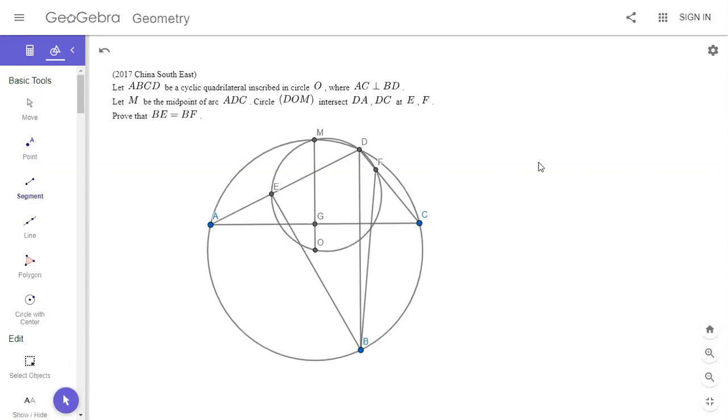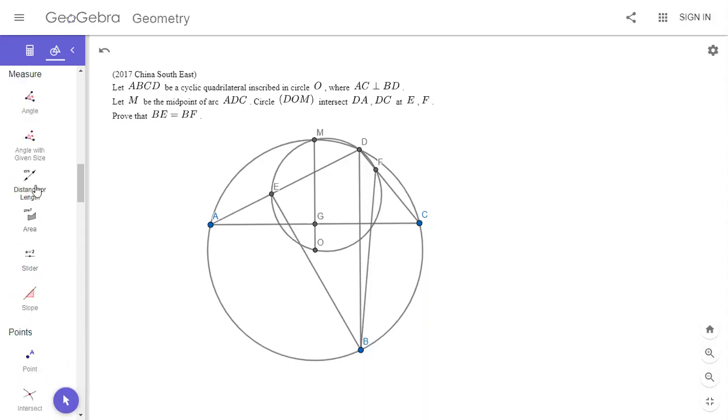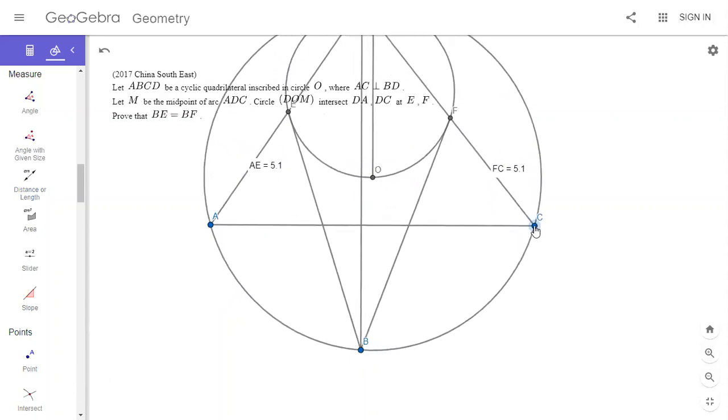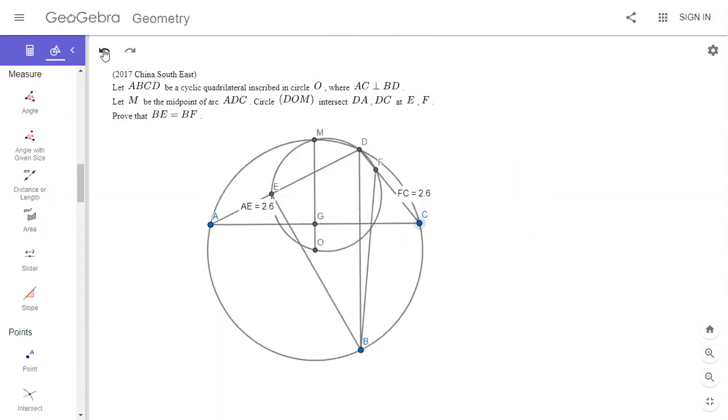But yeah, that's interesting that AE is equal to FC. I feel like there has to be a... I don't think it's a coincidence that those were equal. It's only one decimal place, but yeah, no, that has to be true. Okay. So why does AE equal FC, and why does that mean BE equals BF?